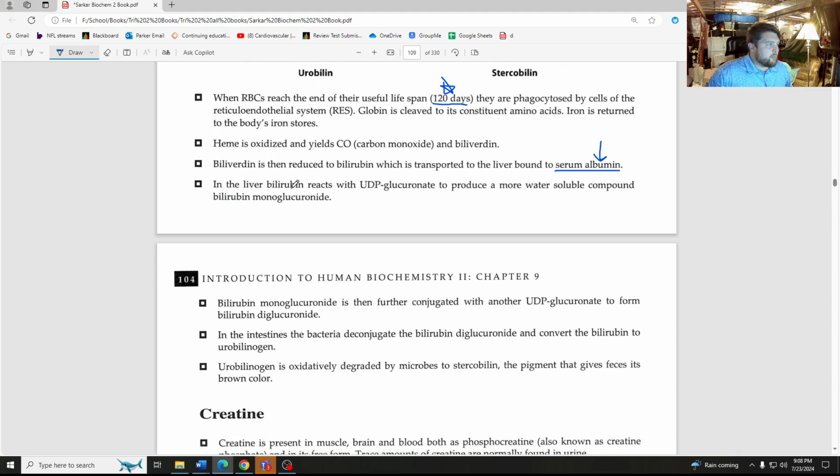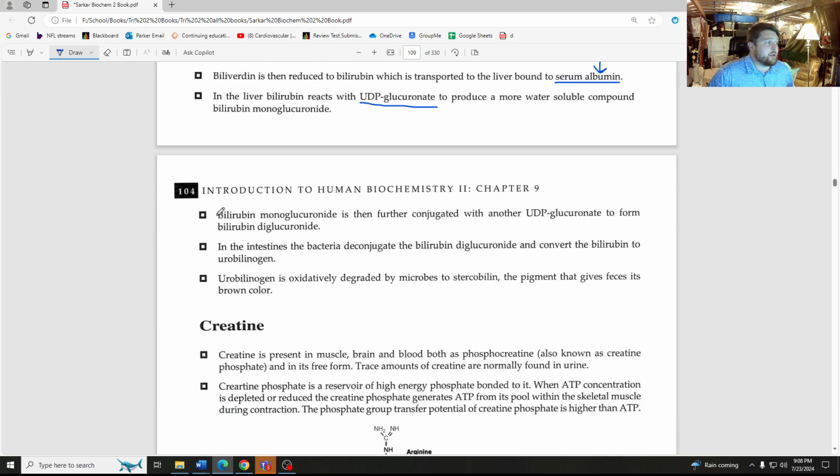So in the liver, bilirubin reacts with UDP glucuronate to produce a more water-soluble compound, bilirubin monoglucuronide. That bilirubin monoglucuronide is then further conjugated with another UDP glucuronate to form bilirubin diglucuronide.